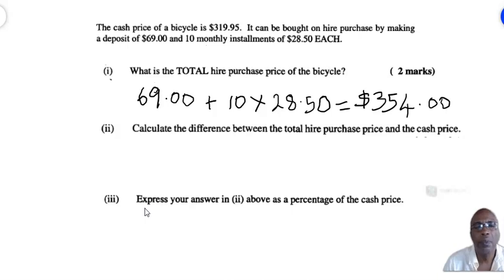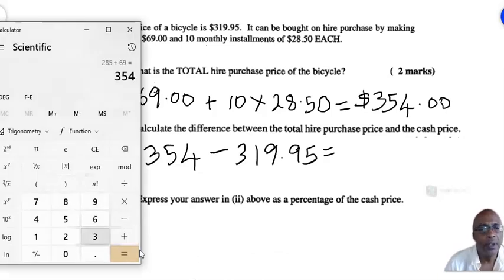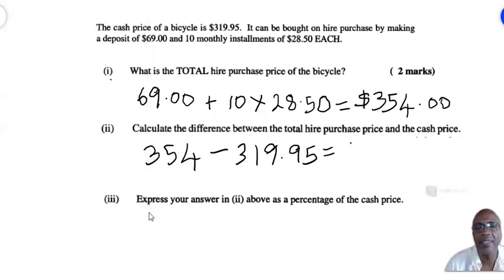Let's go to part 2. Calculate the difference between the total hire purchase price and the cash price. So we simply have to subtract the hire purchase price, $354, minus the cash price, which is $319.95. $354 minus $319.95, and we get the answer as $34.05.